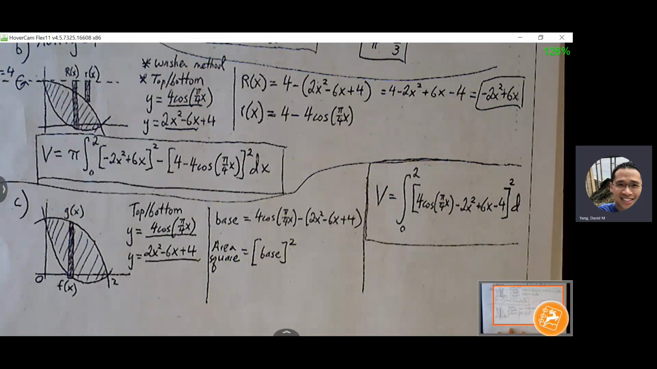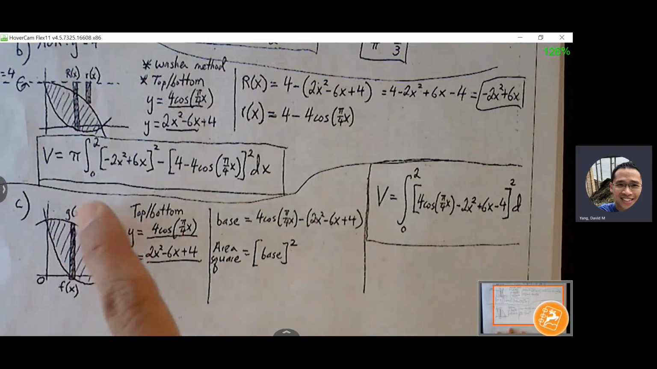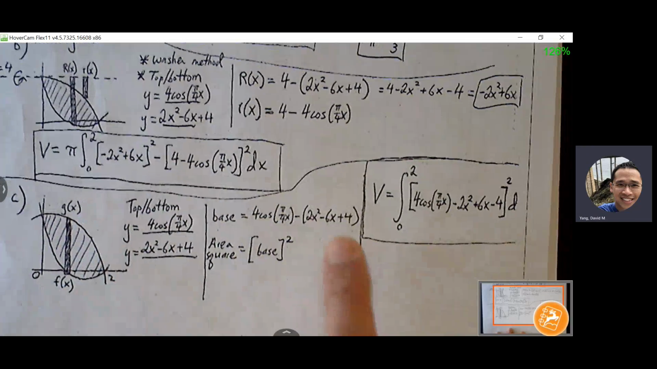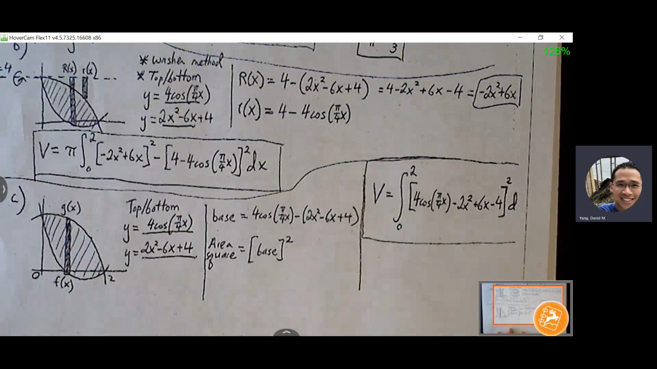Okay, so perpendicular to the x-axis, that's another way of saying vertical. So top minus bottom: top is sitting at the cosine, bottom is sitting at the polynomial. The formula for area is the entire base squared. Volume is the definite integral from 0 to 2, so we're stacking these squares from the furthest left to the furthest right. And there's no pi in front. So it's a little bit like the disc method, but we're building squares, we're not building circular discs.